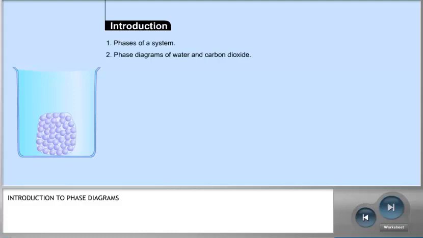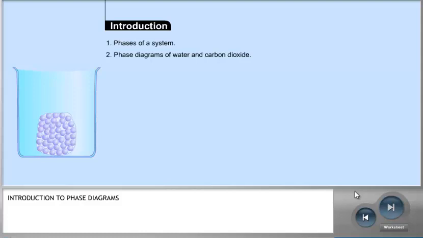Substances can exist in the form of solids, liquids, or gases. A system can be made up of one, two, or all three phases of a pure substance, depending on the conditions of temperature and pressure. In this lesson, you will get to investigate the equilibrium between the phases of a system.